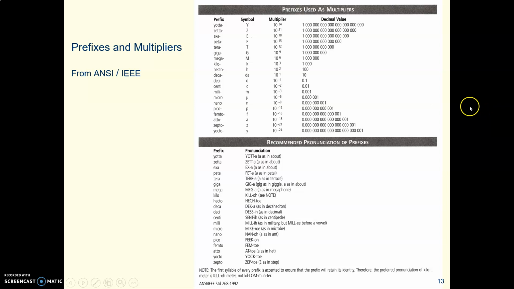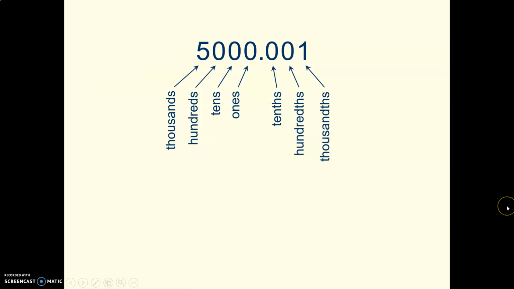Here's a table that I include for you just because it's from the IEEE, the Electrical Engineers Standard, and I just thought you might like to see what these prefixes stand for, in case you need that sometime. Now let's go on to think about converting numbers.